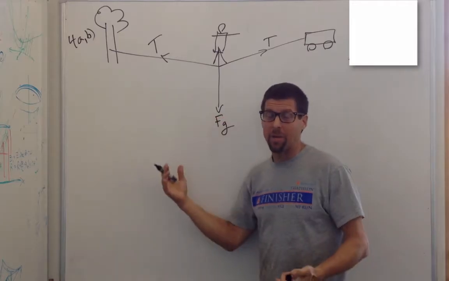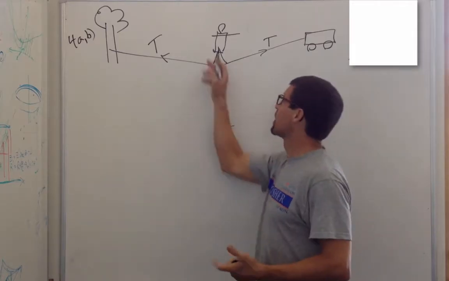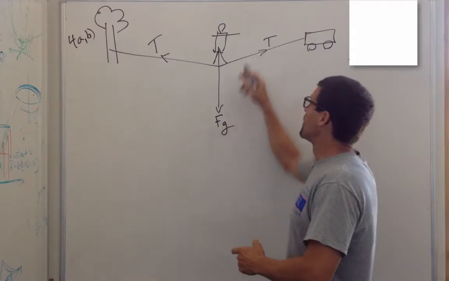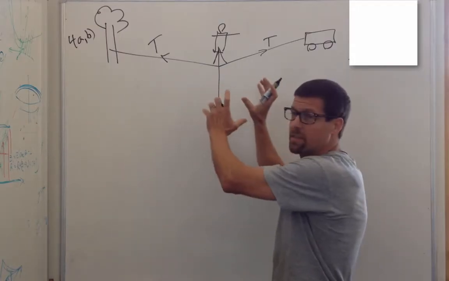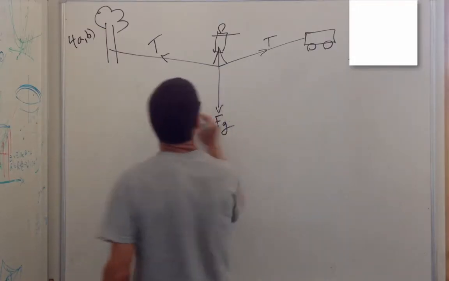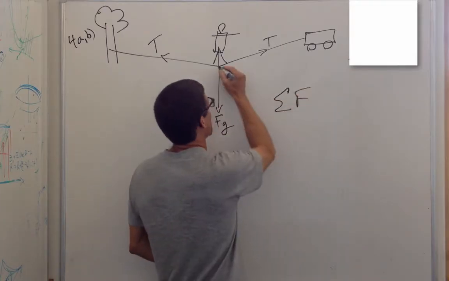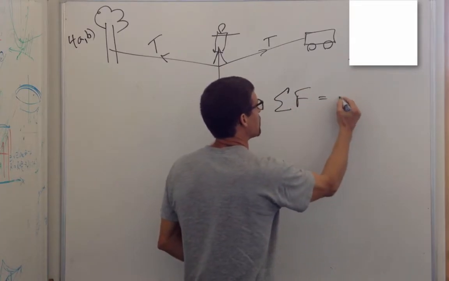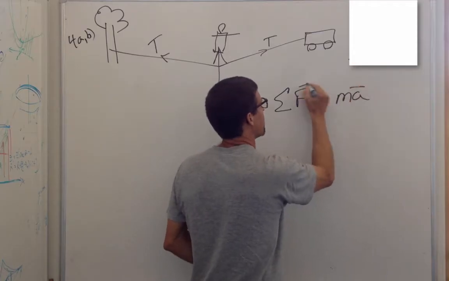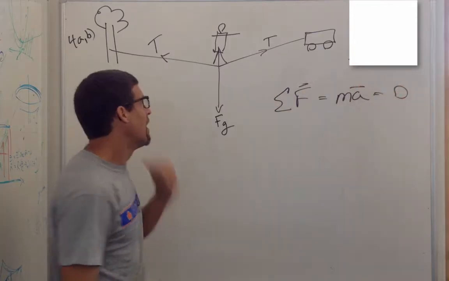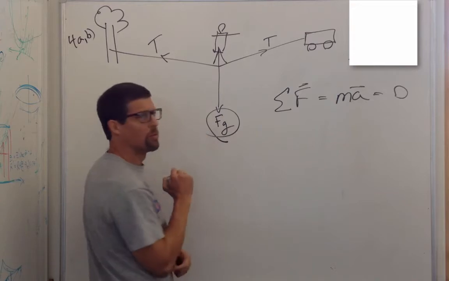This is clearly a dynamics problem. It's actually statics because the acceleration is 0. We have a whole bunch of forces. We know that it's in equilibrium. So we can immediately say the vector sum of the forces at this point is equal to mass times acceleration, which is equal to 0. And now this is the only force we know.